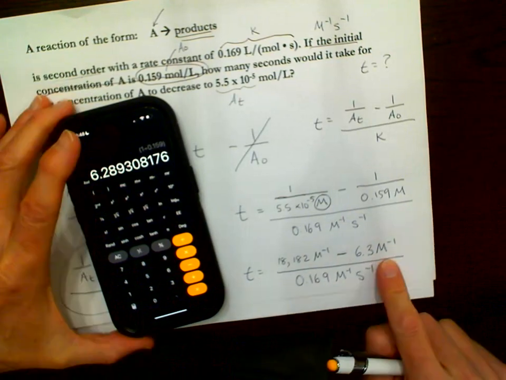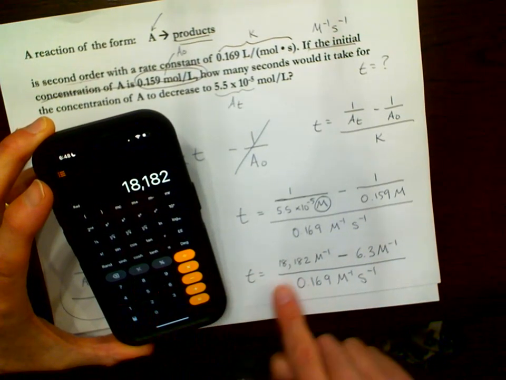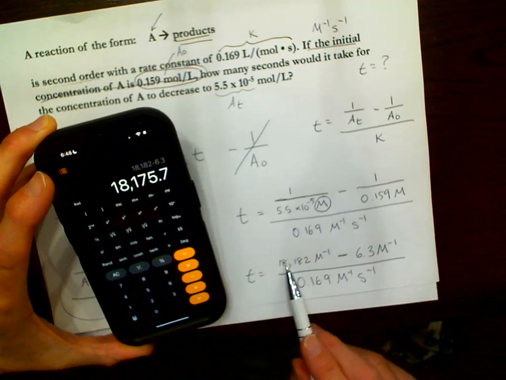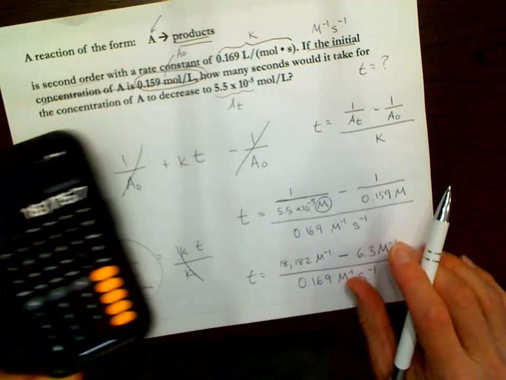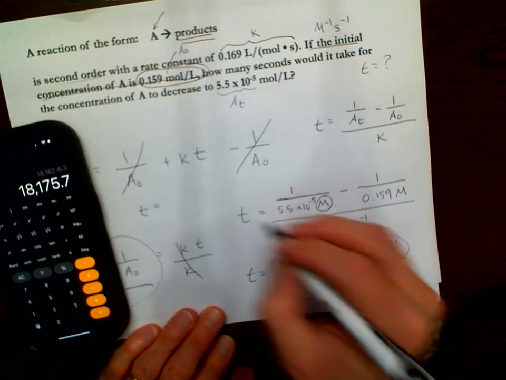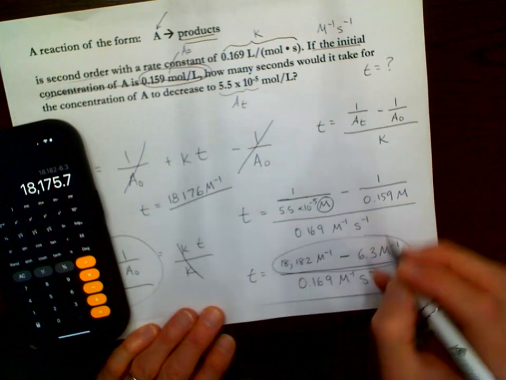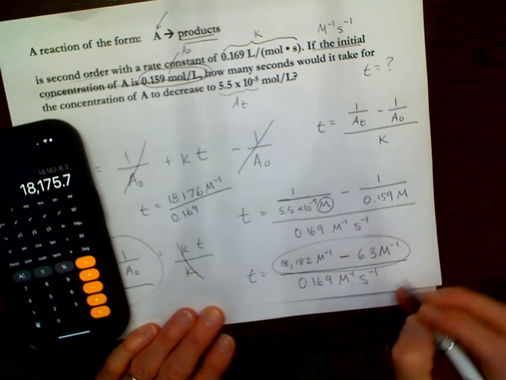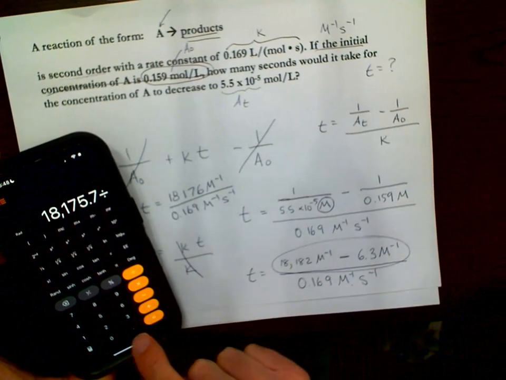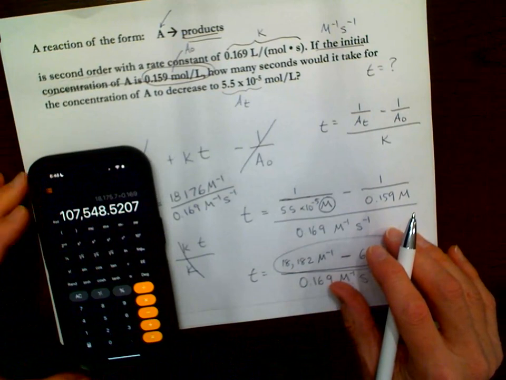Well, in the numerator, that's pretty much 18,000, but I'll do the calculation anyway. 18,182 minus 6.3, so my numerator is 18,176 inverse molar. Getting a little crowded here, I apologize for that. But my time is going to be 18,176 inverse molar, and I need to divide that by 0.169 inverse molar inverse seconds. So I'm going to divide by 0.169. Holy cow, that's a long time, man. That is a long time.